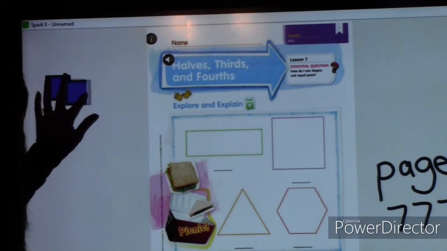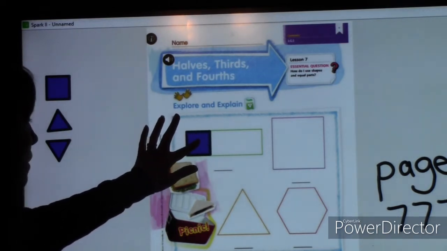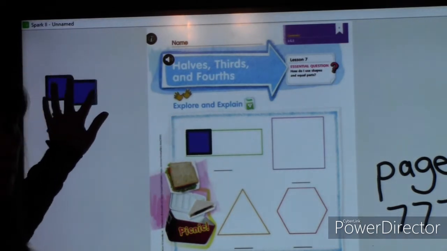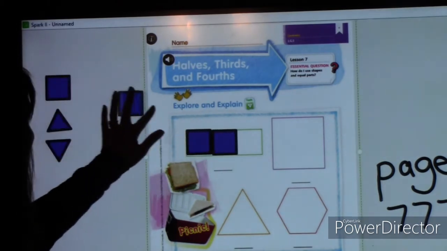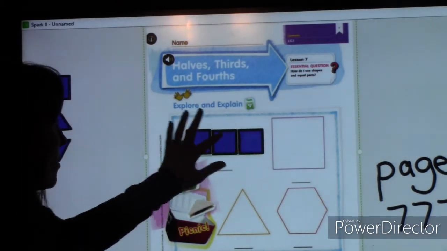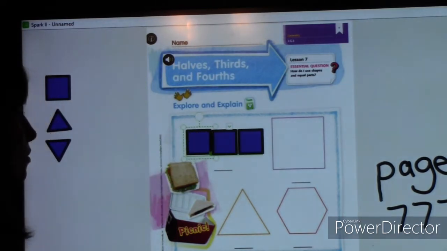So I'm going to divide my rectangle into three equal squares. 1, 2, 3 equal squares. So that's what thirds would look like, filling that rectangle.